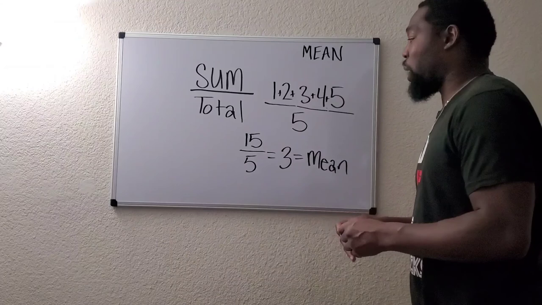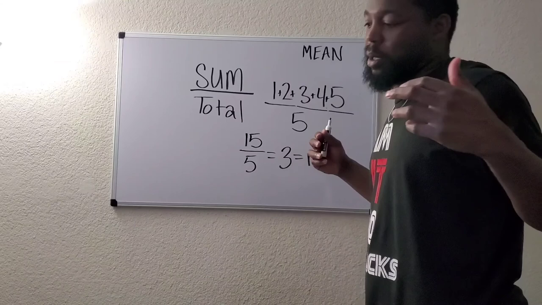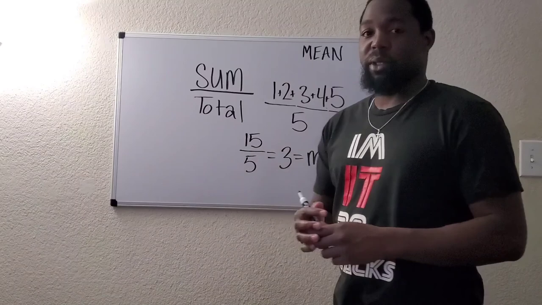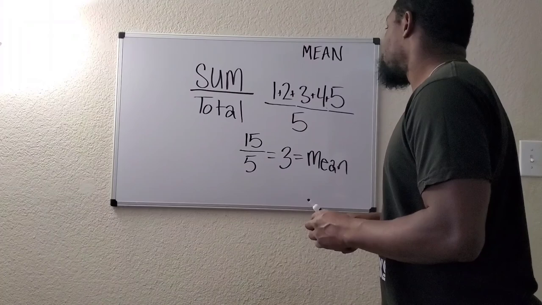It won't always be that easy because, you know, in our textbooks and things like that, the numbers are different. Online, the numbers are different. But at a base level, that's all it is. You're taking the sum of your numbers and dividing it by the total of your numbers, right? And that's it. That's finding mean.